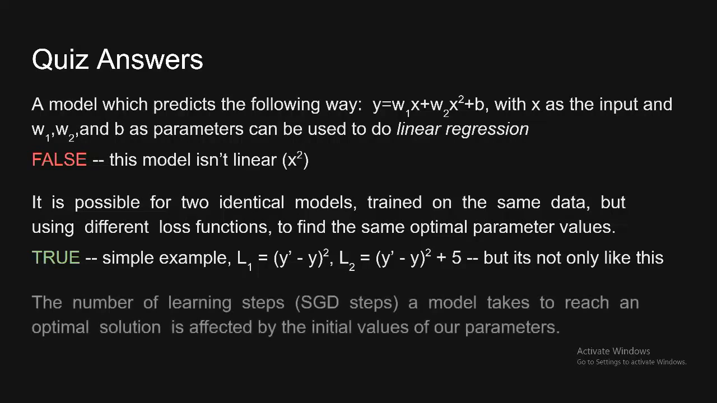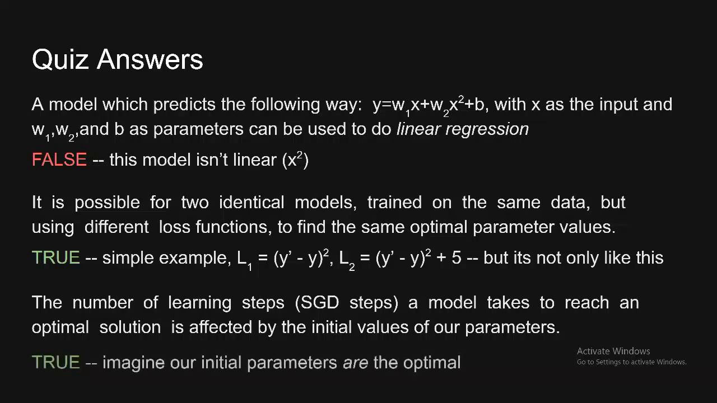Anyway, so lastly, the number of learning steps, that's the number of times we iterate through SGD, a model takes to reach an optimal solution is affected by its initial parameter values. I know we haven't talked about the algorithm that much, and you'll be doing a lot more of that algorithm soon. True. False. All right. We have another true.